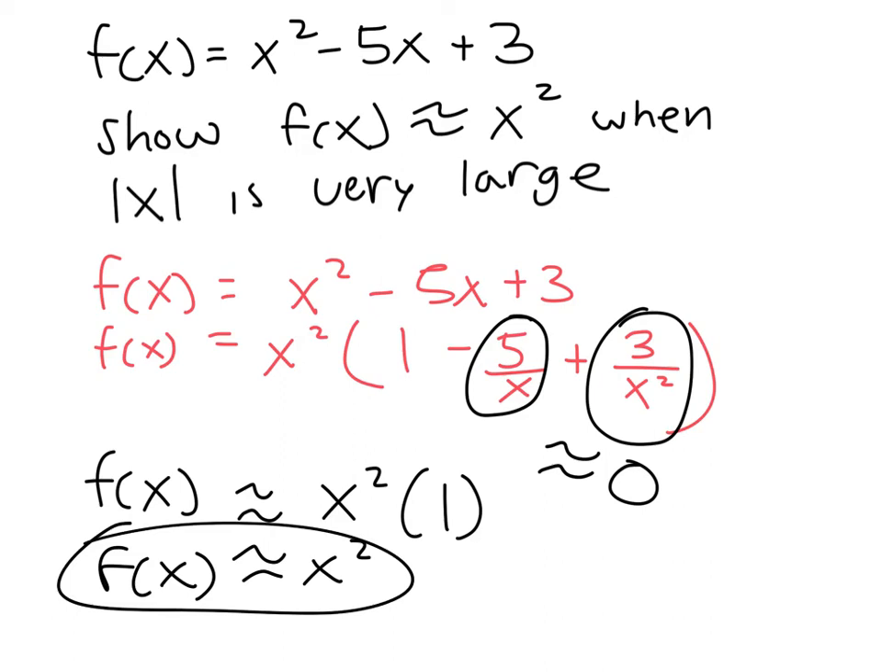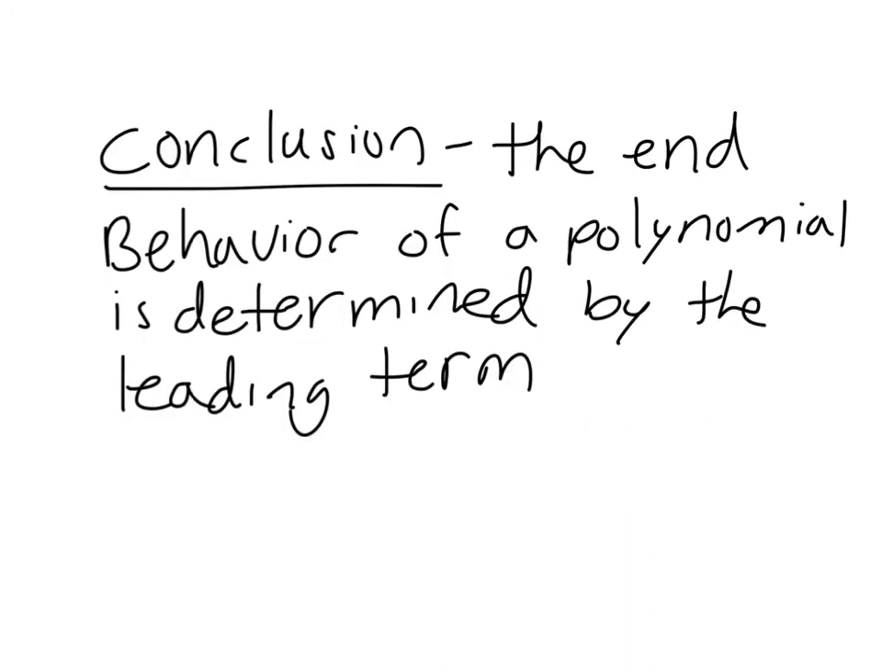All right, so the end behavior of x squared is the same as the end behavior of this polynomial. And in the next video, I'll talk about the leading term test, which will solidify this idea. So just to restate this conclusion, the end behavior of a polynomial is determined by the leading term. And that's the conclusion of the previous example.